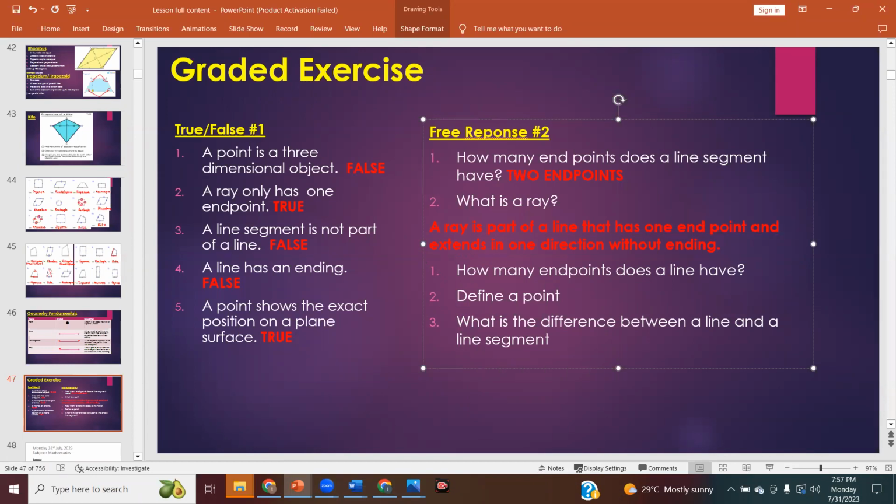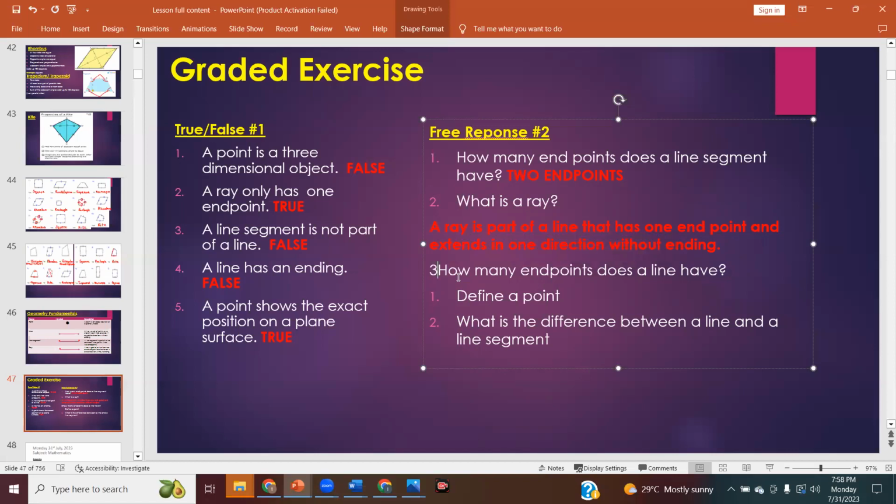I don't know how you just could put a ray has one endpoint. That's not the definition of a ray. The definition is what you read just now. That's why you always get these questions wrong, because you're giving partial answers. Give the full answer. So a ray is part of a line that has one endpoint and extends in one direction without ending. That's the correct answer. Anyone else have that? Yes, sir. Have it fully. You can't have it partially. Fully. That's the only way. Very good.